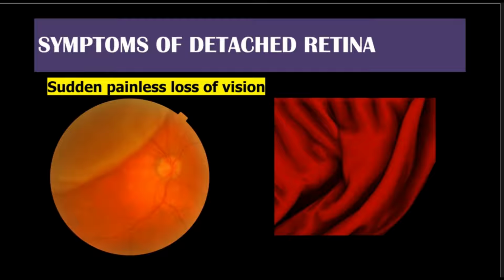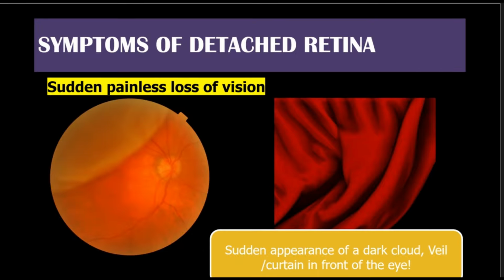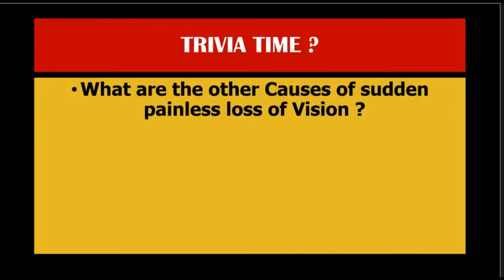Now, often these patients are going to complain of a sudden painless loss of vision. Most of the time, they complain of a sudden appearance of a dark cloud, a veil, or a curtain-like structure in front of their eye. So it's basically a sudden loss of vision, and the patient is not going to feel any pain associated with it.